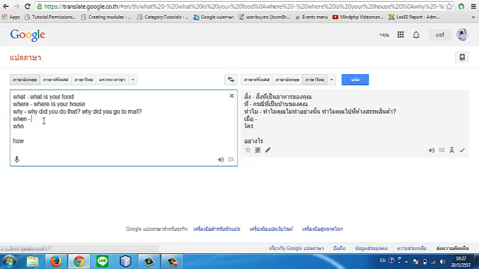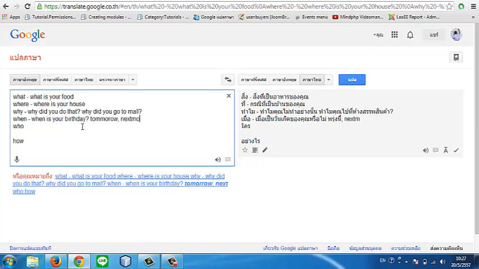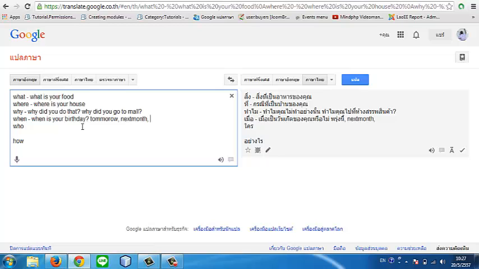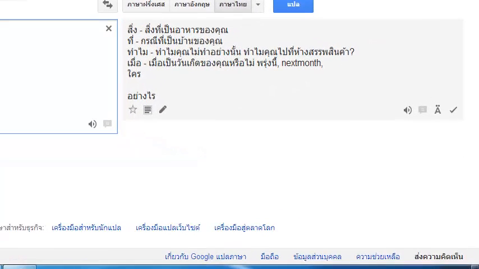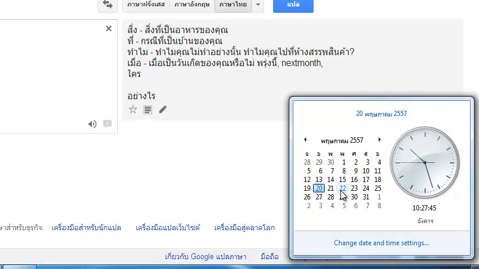When we are asking for a time or date or month, like when is your birthday? Now this one is answered by tomorrow or next month. We cannot say next Tuesday when asking what's the day today, like this one, 22.